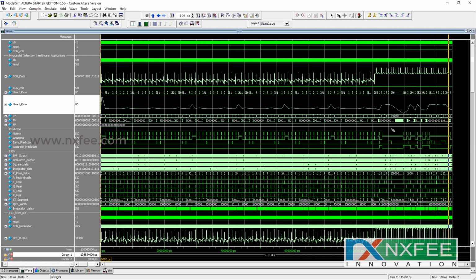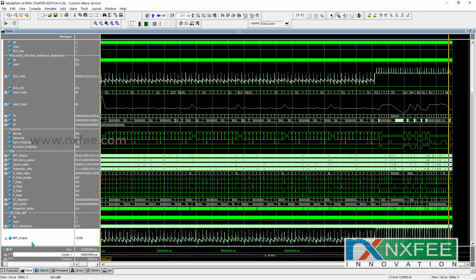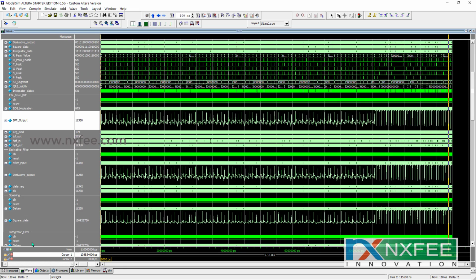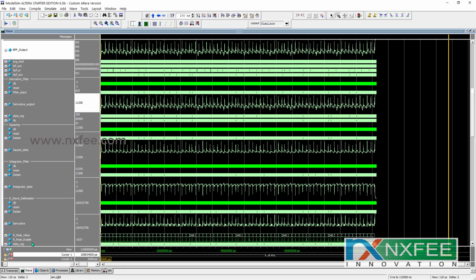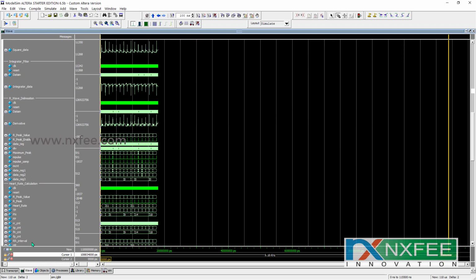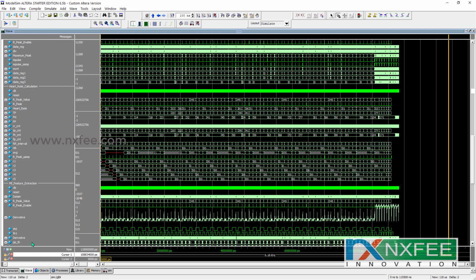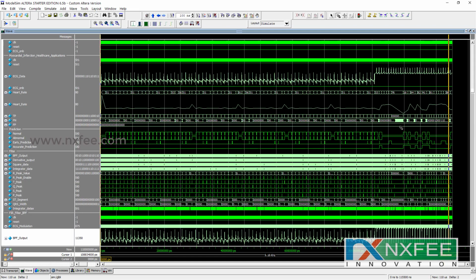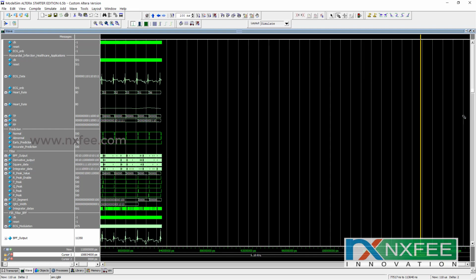And you can analyze the normal and abnormal ECG forms with all the outputs: band pass filter output, derivative output, squared data, integrated data, and heart rate calculations. Here the heart rate calculation also mismatches with the higher value.